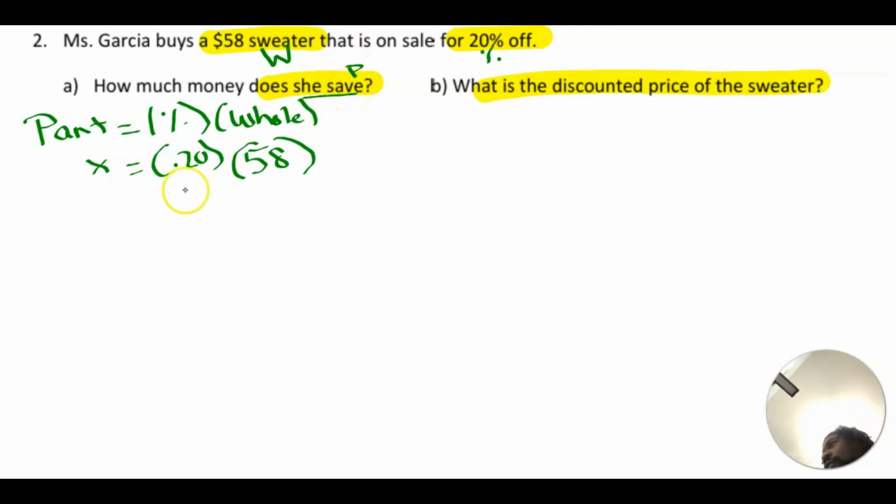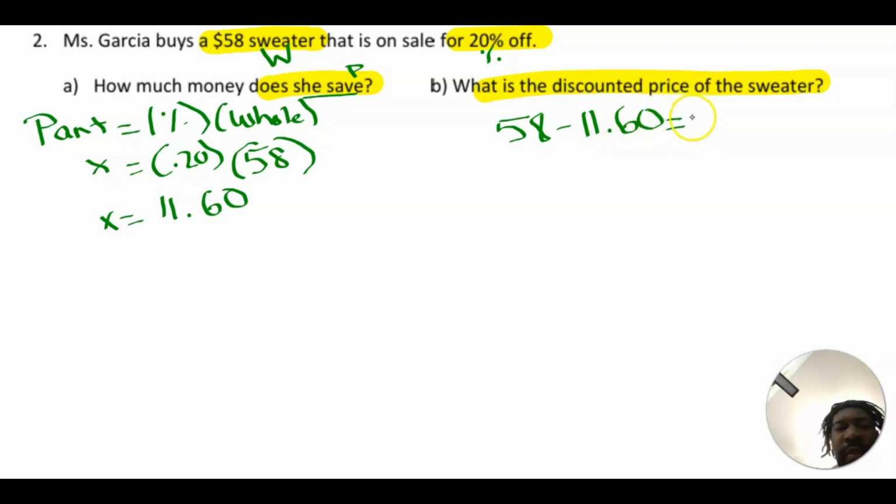So when I find out 0.2 times 58, I believe we find out that X is equivalent to $11.60. That's how much money she's going to be saving. And now the next thing we want to figure out is what is the discounted price of the sweater, meaning once we remove that $11.60. So we take our original price of $58, we subtract $11.60, and that gives us, I want to say, about $46.40. All right, and that's it for this question.